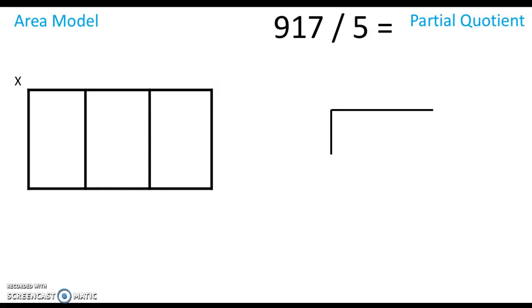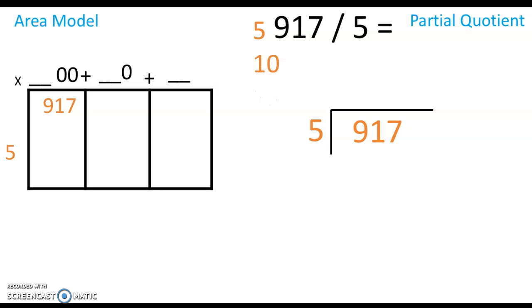Now let's solve 917 divided by 5. Set up whichever strategy you like to use. So if you use area model, we need to mark our place values. Our 5 needs to go on the side. Our 917 goes on the inside. And if you need to, write out your multiplication facts or pull out a multiplication table.